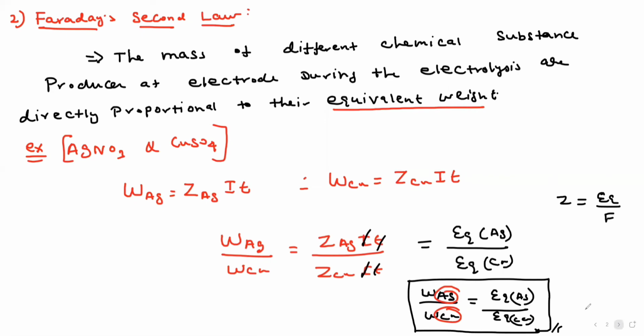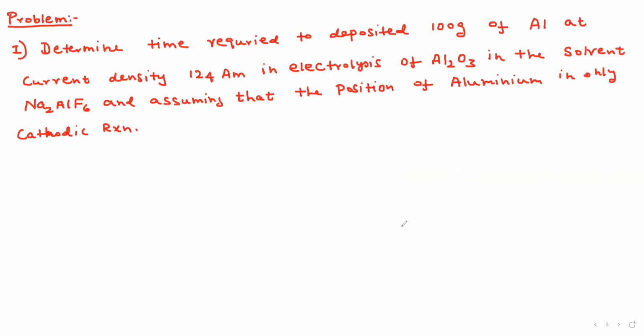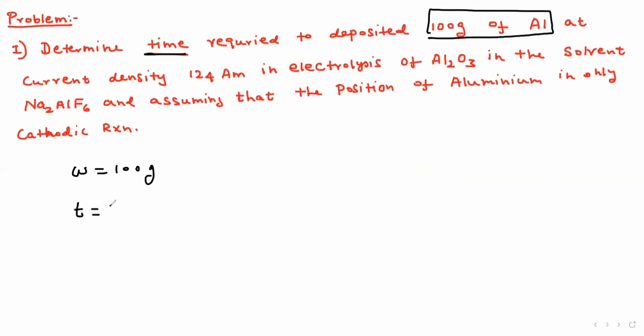Okay, now see the first question. Read the question. They have asked for the time T. Determine the time required to deposit 100 gram of aluminum. W is given, 100 gram. Now what is being asked? T is asked. The current is given: I is equal to 124 ampere.